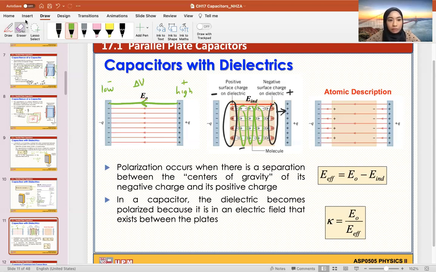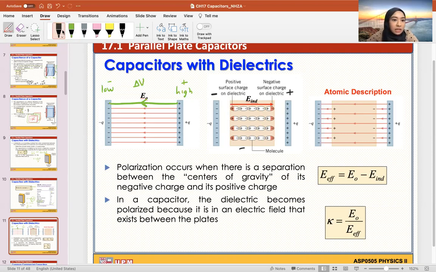So they rotate themselves, wow. They rotate themselves so that they face the right people. Right people, right charges. So what happens now? I have a positive here and a negative here, and I am actually inducing another electric field.